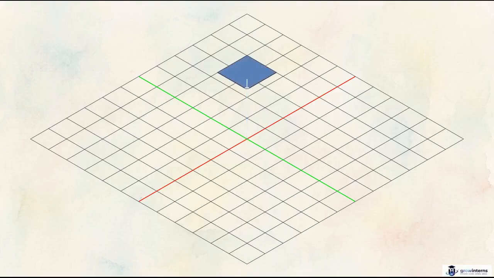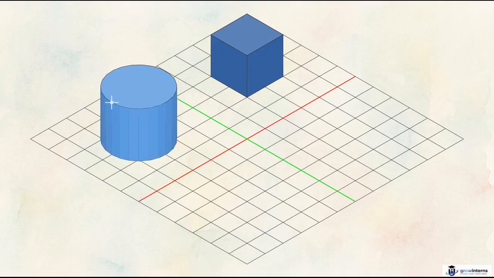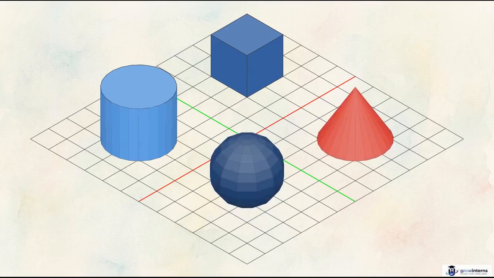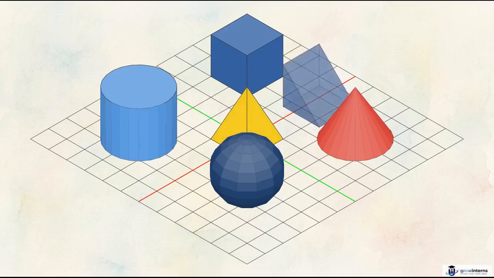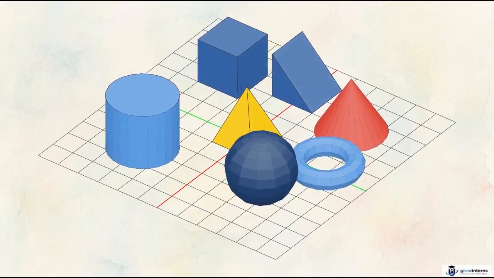To draw a box, click once to place the starting corner of your base. Click a second time to define the base size. Finally, move your mouse up and click a third time to set the Z-axis height. The cylinder command uses this same workflow. You define the center and radius of a flat circle on the grid and then drag upward to set the height. You have several other primitive tools available in the ribbon, including the cone, sphere, pyramid, wedge, and torus.